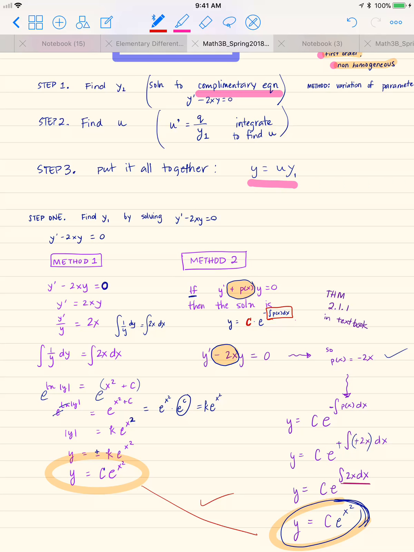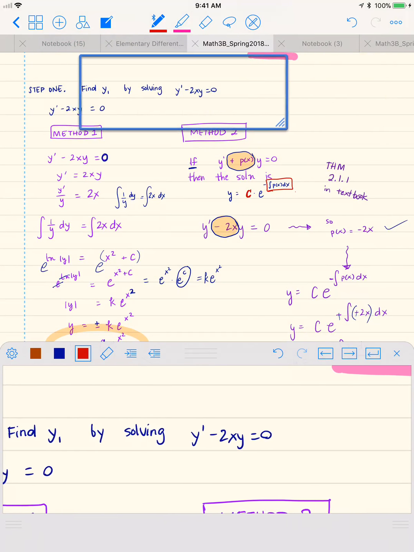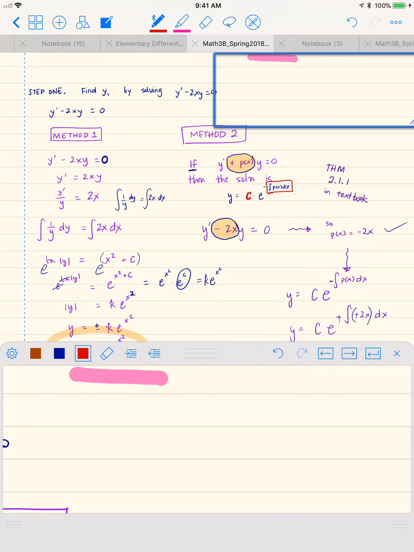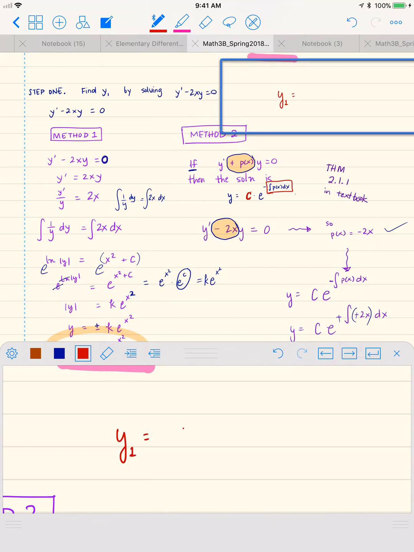Okay, so we have found our answer here. So step 1, which was to find y1. For y1, we want a solution, so we can just let c equal 1, giving y1 equal to e to the x squared. You can choose any constant for c except for 0, because if you choose y1 to be 0, then that means we're back to a trivial solution.